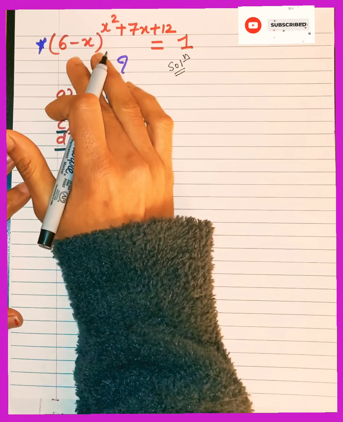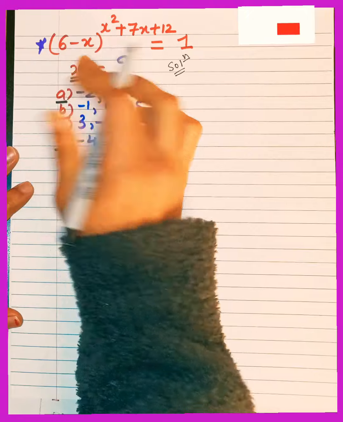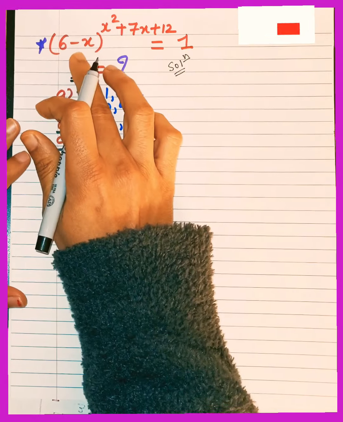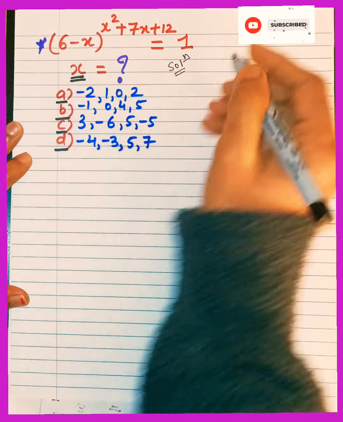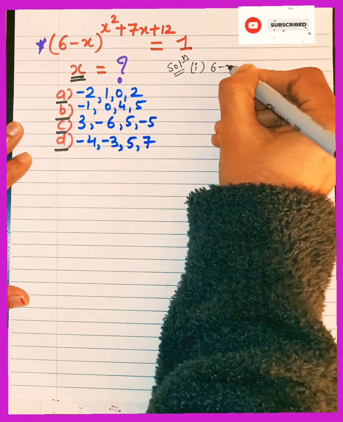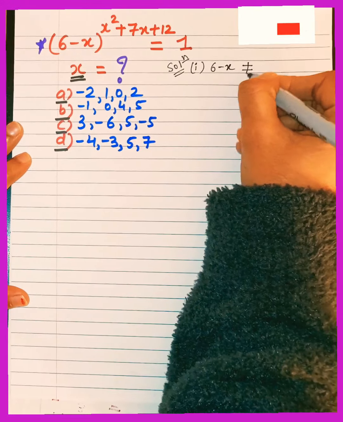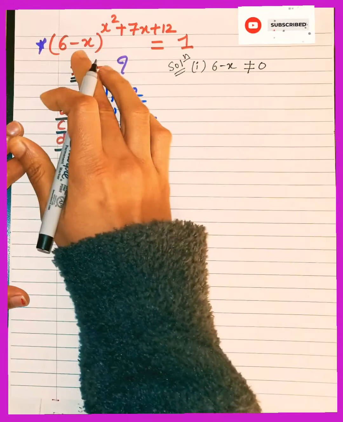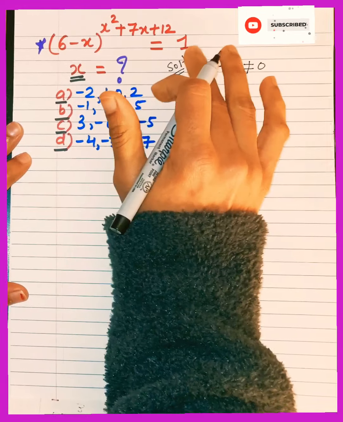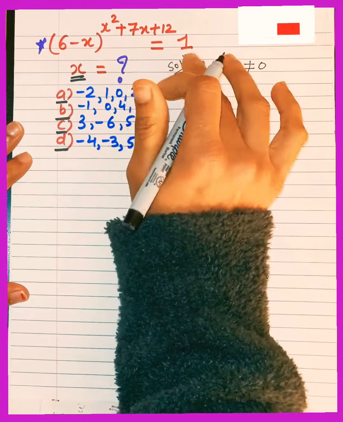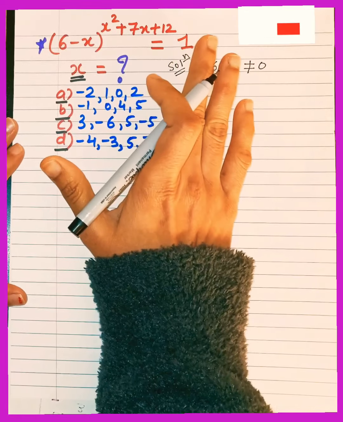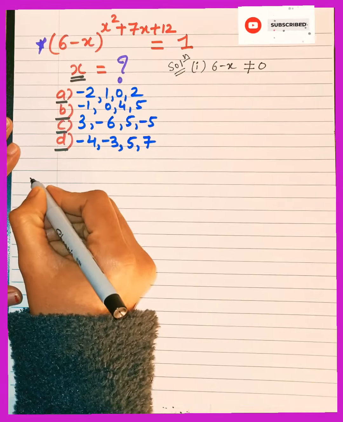So first of all, this part cannot be equal to 0 because our RHS is 1 and we are not getting 1 if we take this equal to 0. So our first situation is that 6 minus x is not equal to 0. Why? Because if this is 0, then we will not get 1 on the right hand side and the equation will not be satisfied. As I told you, there are three situations. Let us see them one by one.